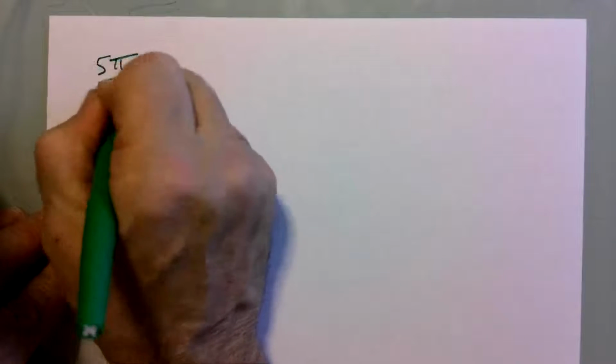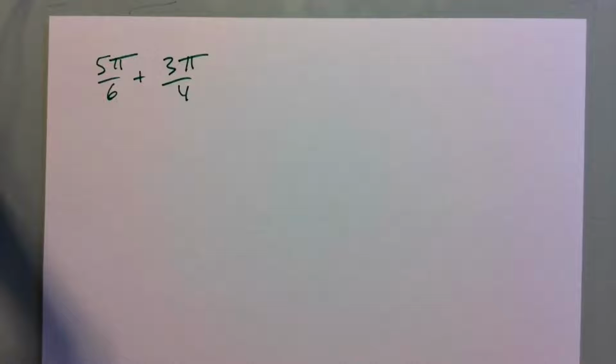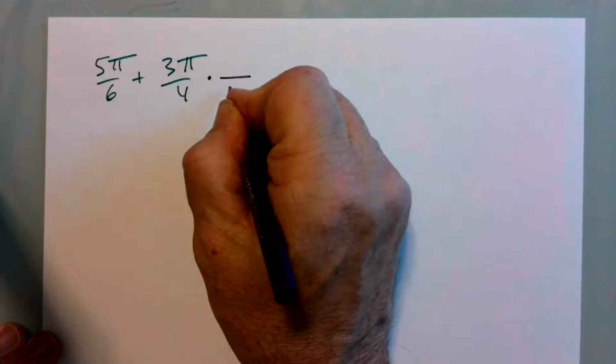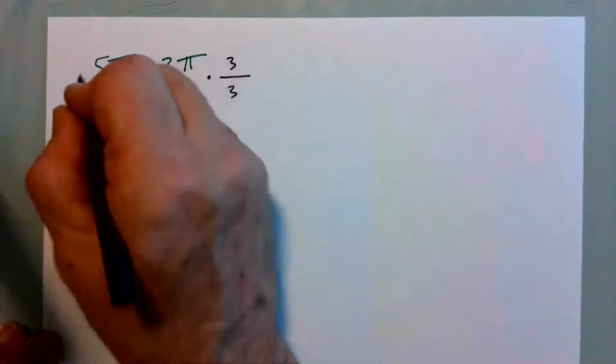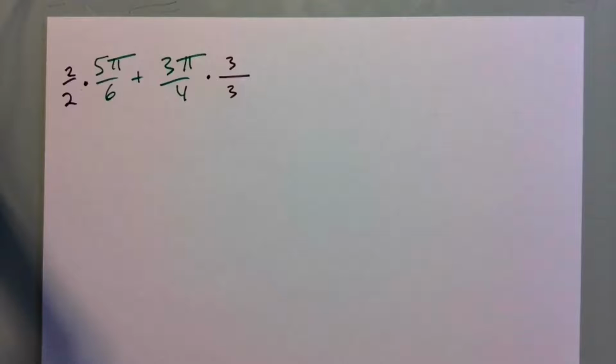So let's take a look at the following. We're going to take a look at 5 pi over 6 plus 3 pi over 4. What is 5 pi over 6 plus 3 pi over 4? Let's get ourselves a common denominator, which would be 12. So multiply the bottom by 3 and the top by 3 on this side. Multiply the top by 2 and the bottom by 2 on that side. What does this give me?